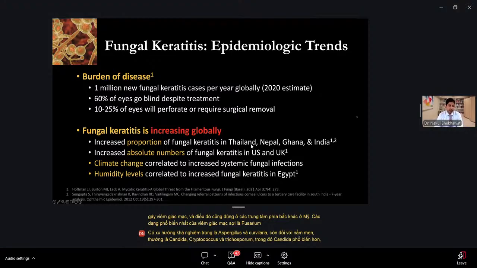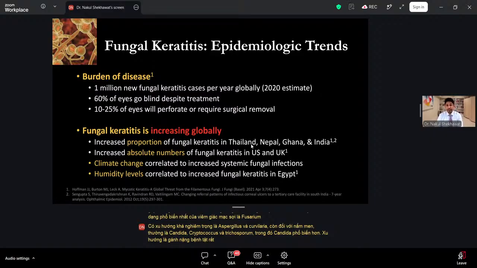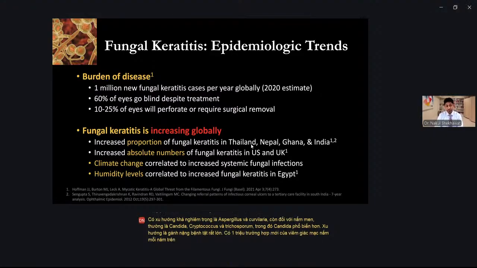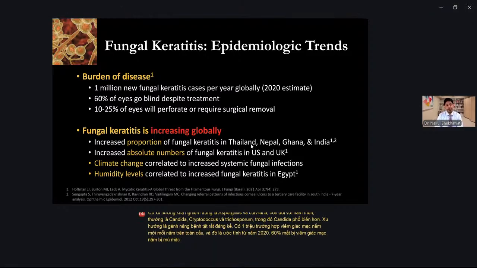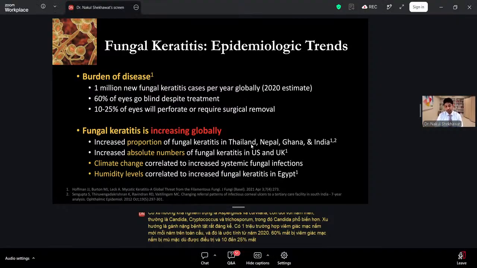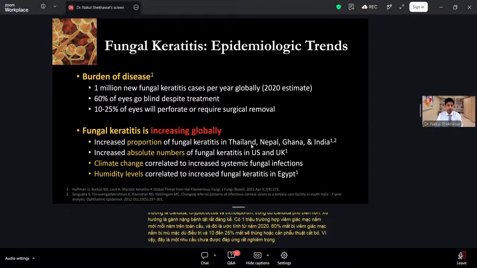The trends are that the burden of disease is substantial. There are 1 million new cases of fungal keratitis per year globally, and that was an estimate from 2020. 60% of eyes with fungal keratitis go blind despite treatment, and 10 to 25% of eyes will perforate or require surgical removal. So this is a very severe unmet need in terms of therapeutics as well as diagnostics.